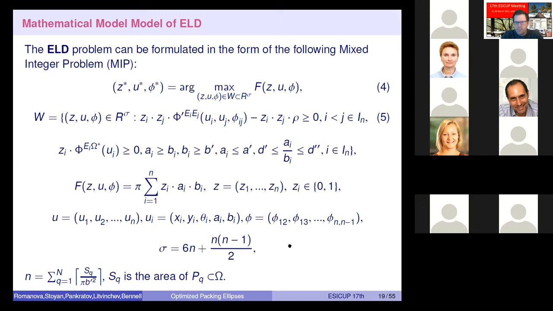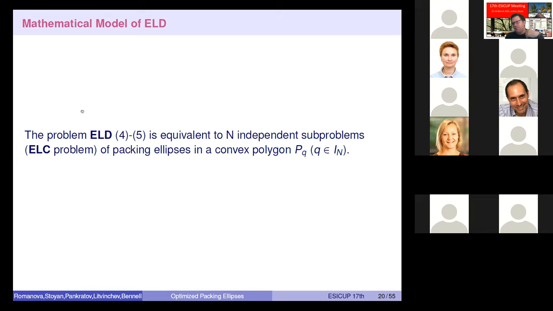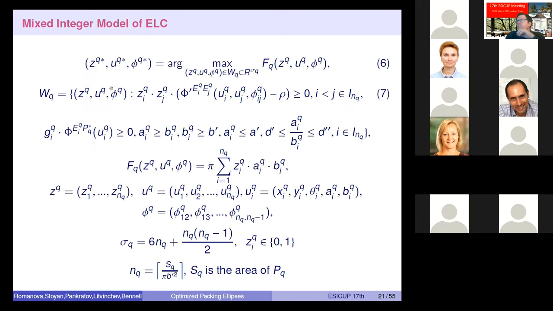Based on the phi-functions and quasi-phi functions, we can present the mathematical model of layout of ellipses in a disconnected region as a mixed integer problem, which involves continuous variables for each pair of ellipses and also zero-one variables that define whether an ellipse is inside the region or not. This problem, packing ellipses in a disconnected region, is equivalent to N independent subproblems to pack ellipses in a convex polygon. And the mathematical model of this subproblem can be presented as a mixed integer problem as well.